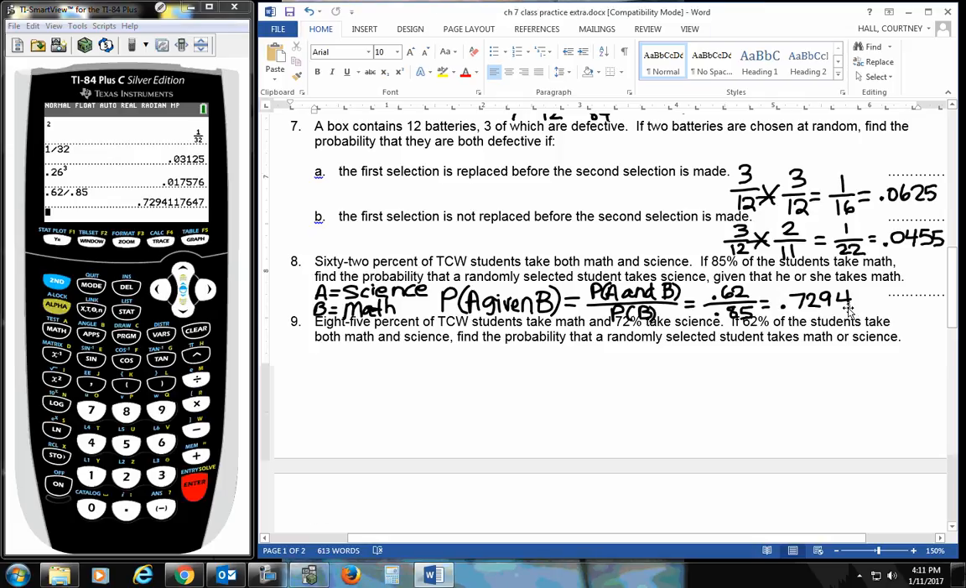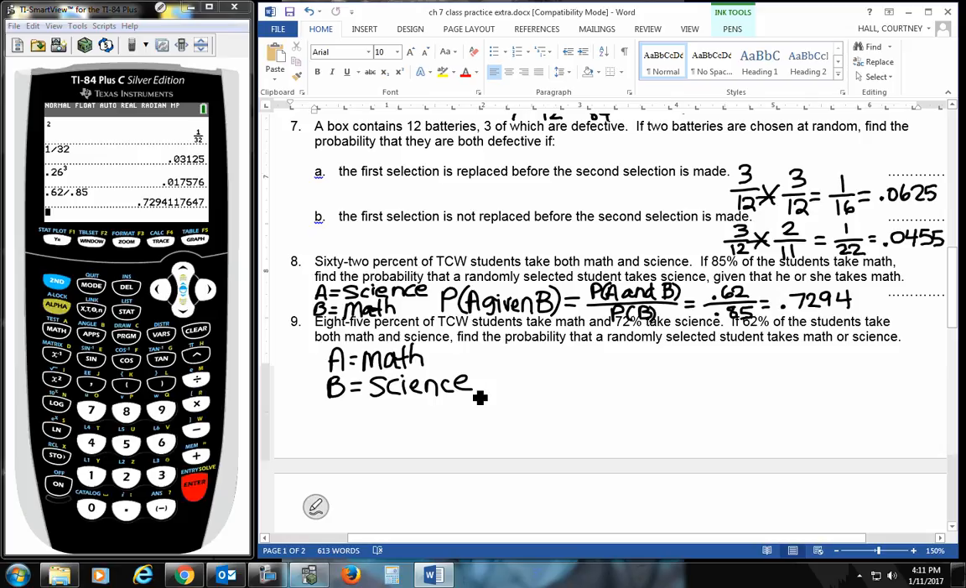Okay. 85% of TCW students take math and 72% take science. If 62% of the students take both math and science, find the probability that a randomly selected student takes math or science. So you can kind of start off with defining your events again. So like A, I'm just going to let it be math. This time I don't really care the order that I put it in because it's not a given problem. So it really doesn't matter which one is A and which one is B. What I do know is I'm trying to do OR.